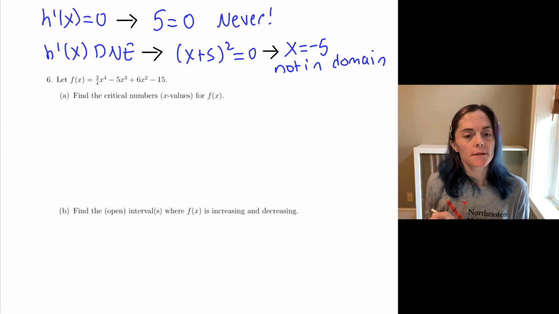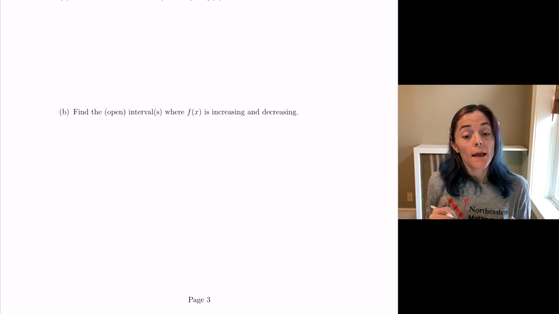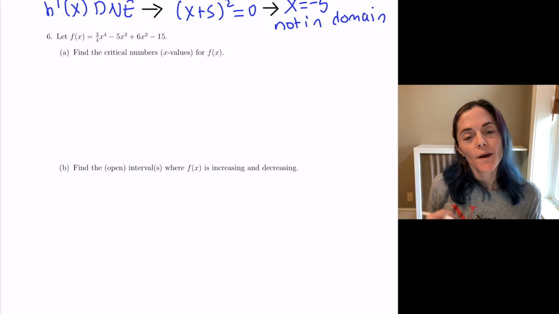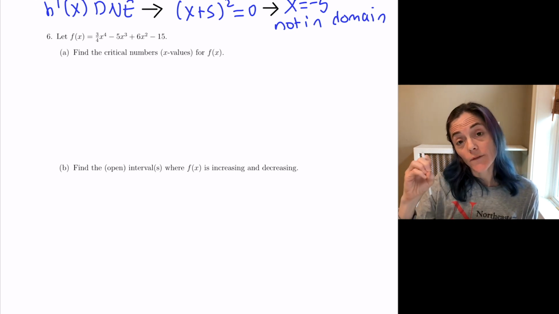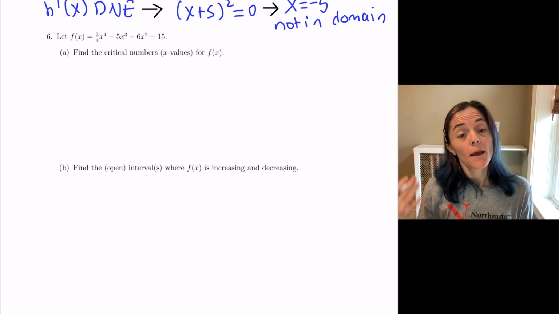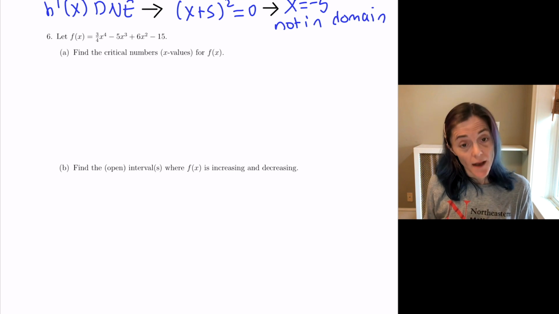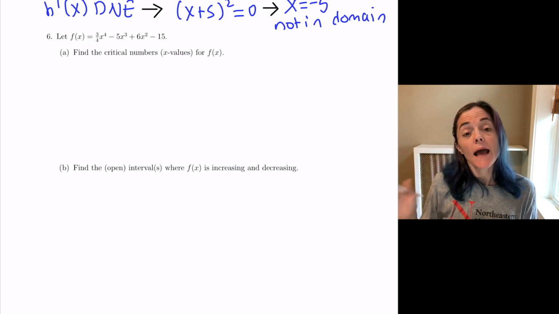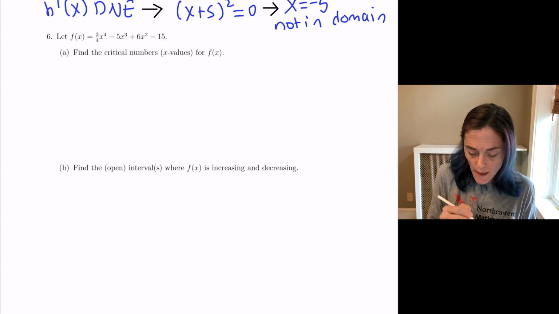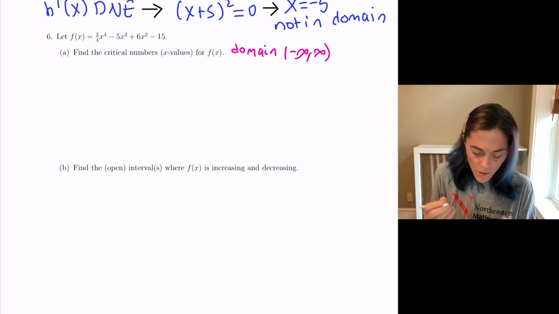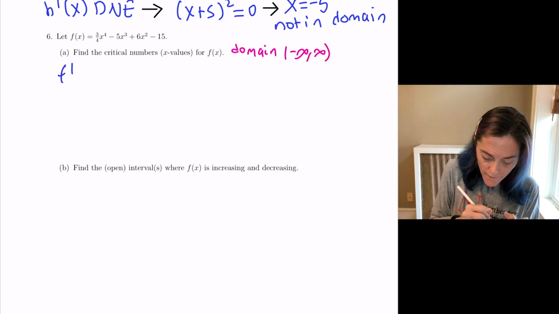Number 6. And this is the last one. We want to find critical numbers for f of x and open intervals where f of x is increasing and decreasing. Maybe before I start calculating the derivative of f, we can think about the domain. F of x is a polynomial, so my domain is all real numbers, minus infinity to infinity. Wonderful.